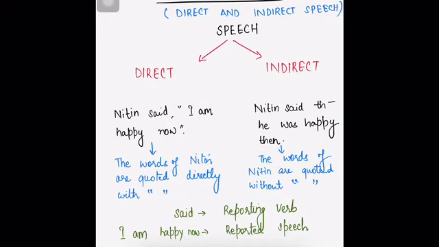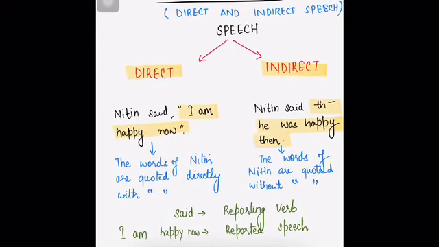So here the speech of the person can be narrated by somebody in two ways, that is direct speech and indirect speech. Let us understand the difference with these two examples. Nitin said, "I am happy now." The statement can also be said another way, that Nitin said that he was happy then.